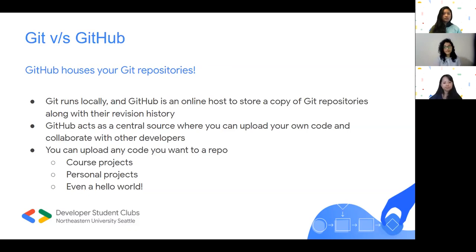GitHub acts as one such central source. Basically, it's the house for all of the Git repositories on the internet. GitHub is a cloud-based hosting service that mainly houses Git repositories, which are individual to a user. So you can upload any code that you want to a repository. You can use it to upload your course projects, your personal projects, even a simple Hello World program. Anything you code can be a Git repository, and anything that you have as a Git repository can be on GitHub.